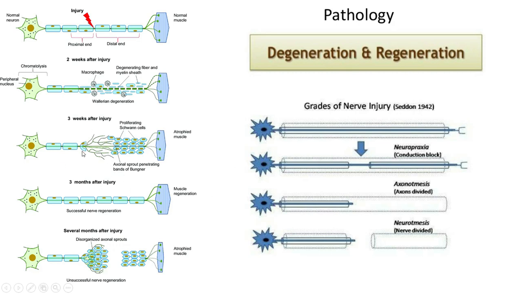Okay, so this is the explanation why 3 months, because this procedure needs this. Then after successful regeneration, the muscle regenerates again and takes its structure. Now if there is a gap, disorganized axons will start, which can cause stump neuroma. And due to unsuccessful nerve regeneration, the muscle gets atrophied as a long-term effect.